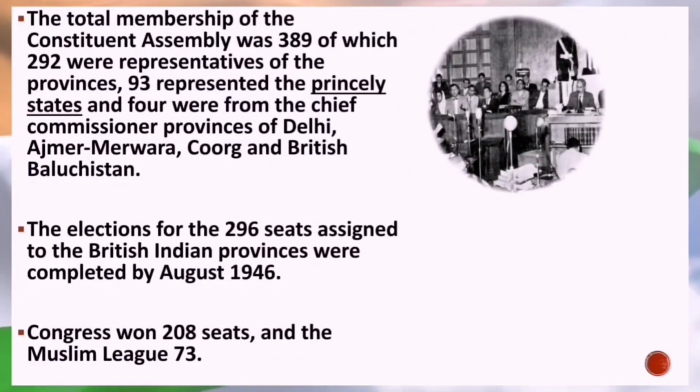The total membership of the Constituent Assembly was 389, of which 292 were representatives of the provinces, 93 represented the princely states, and 4 were from the Chief Commissioner provinces of Delhi, Ajmer-Merwara, Coorg, and British Baluchistan. The elections for the 296 seats assigned to the British Indian provinces were completed by August 1946. Congress won 208 seats and the Muslim League 73.